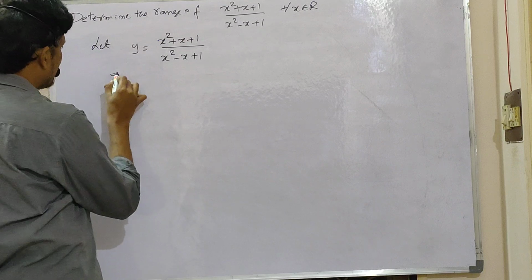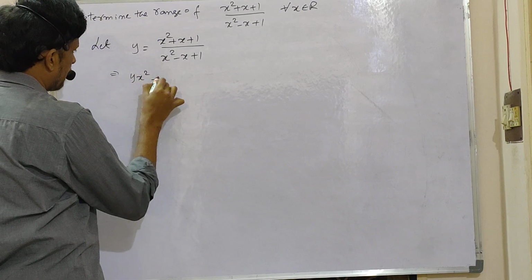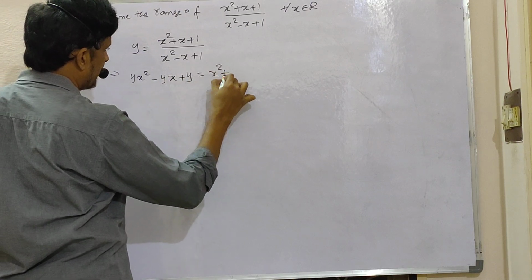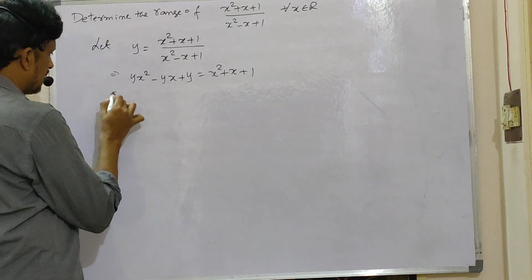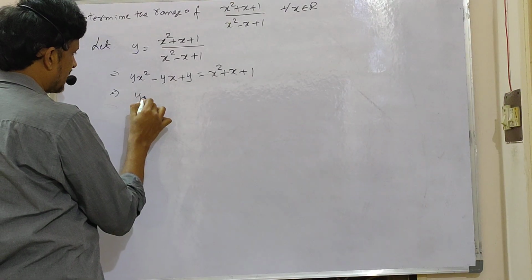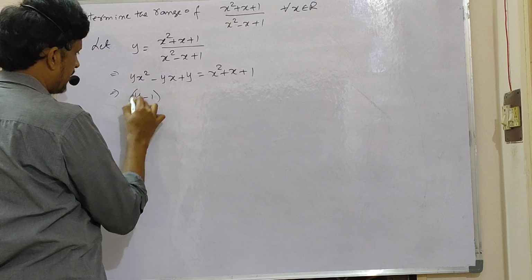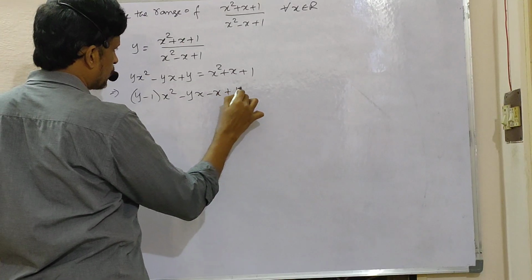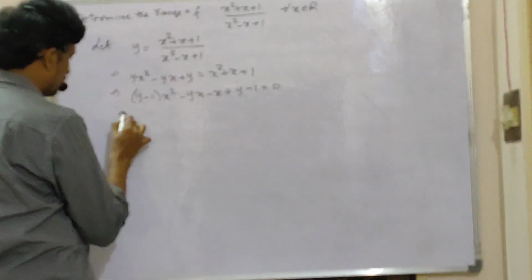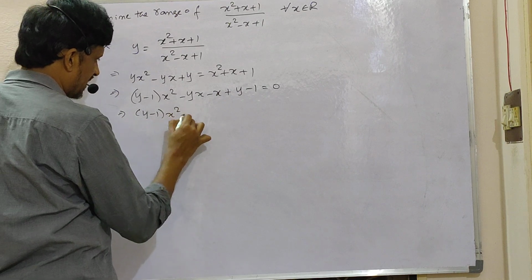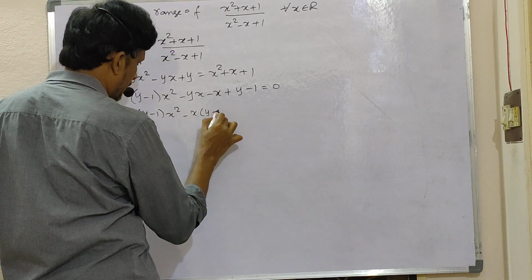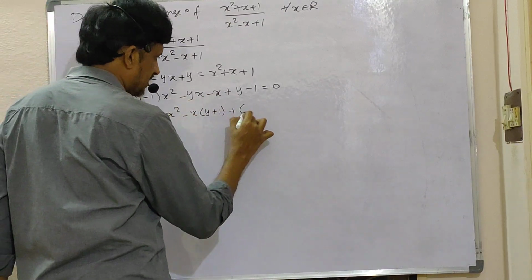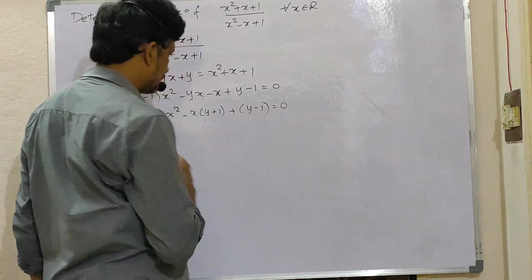Now cross multiplication gives y into x square minus y into x plus y into 1, that is y, is equal to the numerator x square plus x plus 1. Write all the terms together in the LHS part, then y minus 1 into x square, minus yx minus x, plus y minus 1 equal to 0. So that means y minus 1 into x square, minus x into y plus 1, by taking x common, plus the constant y minus 1 equal to 0.